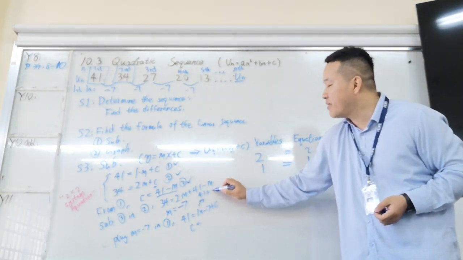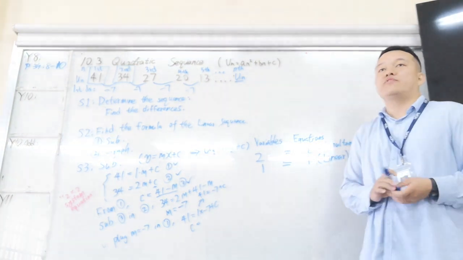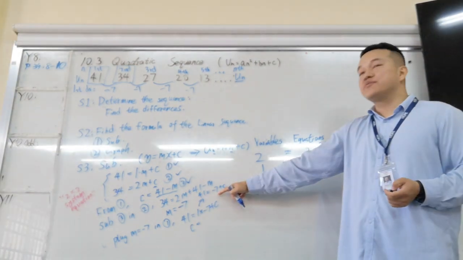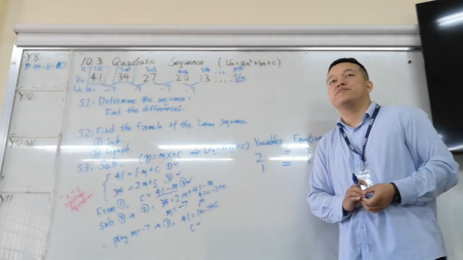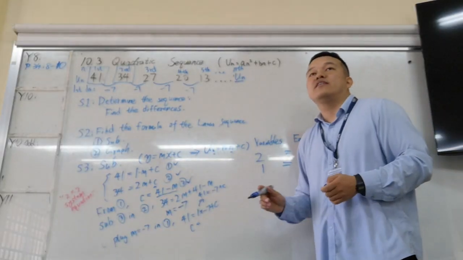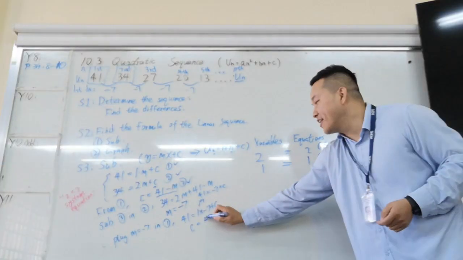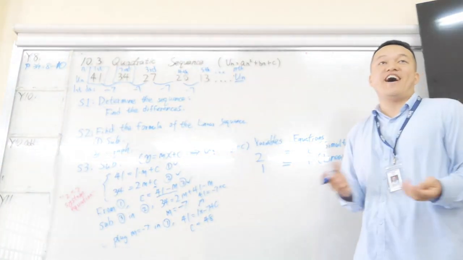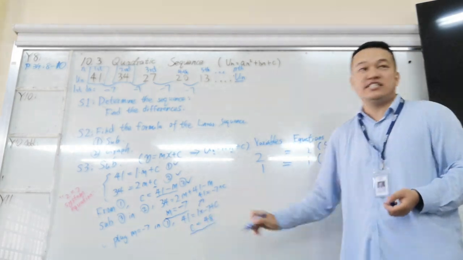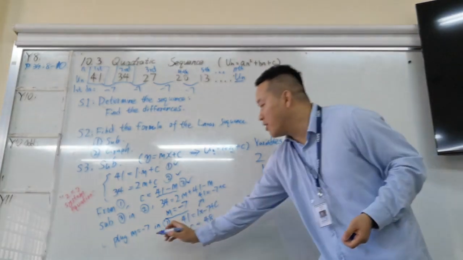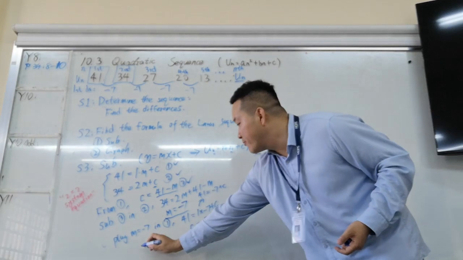41 is equivalent to -7 plus c. What's your value for c? You can just cancel the 7, make c the subject of the equation. What's that? Elijah? 48. Yeah, you got it? Okay, you got the value for m, you got the value for c, then your equation would be what? That's the last step, step 4.